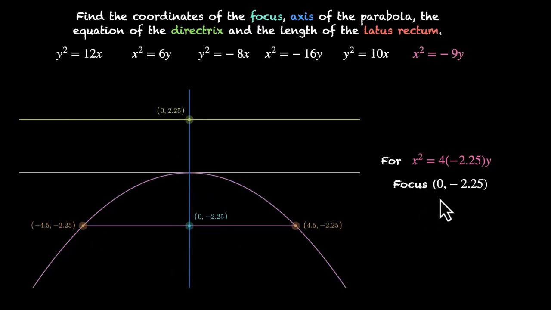So the focus is (0, -2.25). The directrix is y equals 2.25. The axis is the y-axis, so it's x equals 0. And the length of the latus rectum is going to be 9 units.